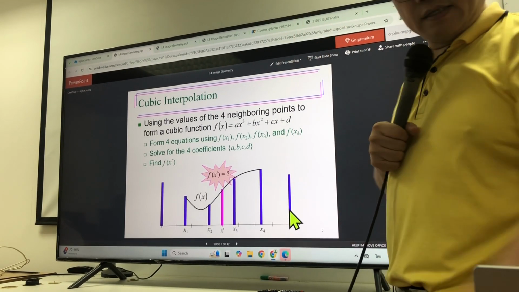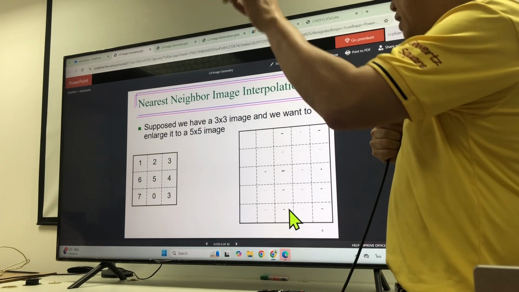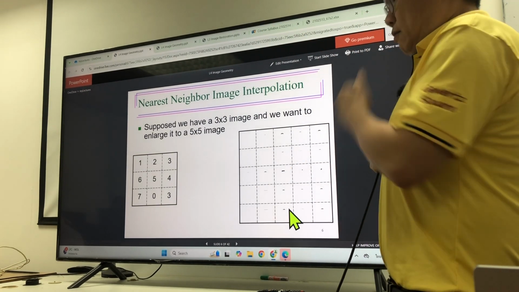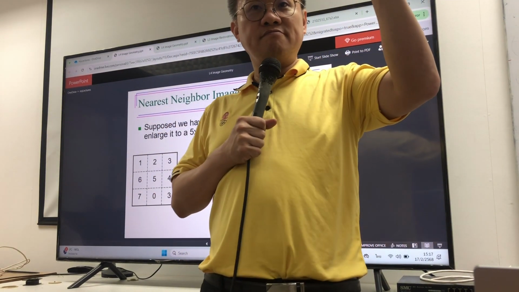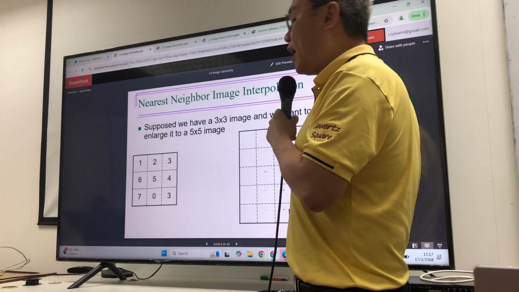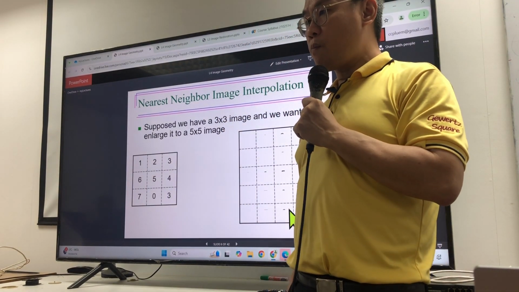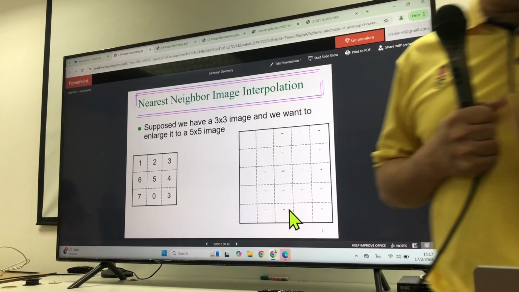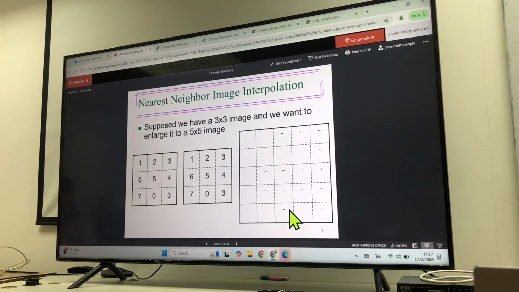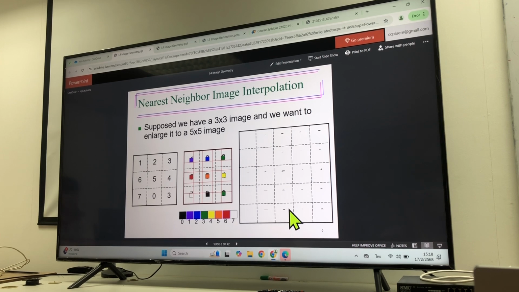Now that's enough for 1D. For 2D, for example, suppose we got a 3x3 image like this, and you want to zoom into 5x5. What do we do? Using nearest neighbor, you draw another grid. I represent it by color like this, and then you draw the 5x5 grid on top of the 3x3 grid.